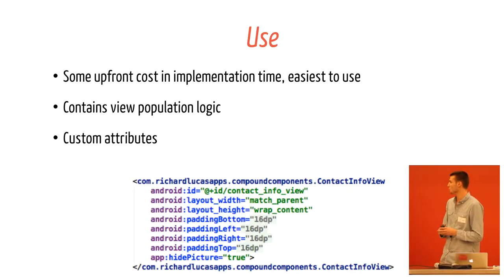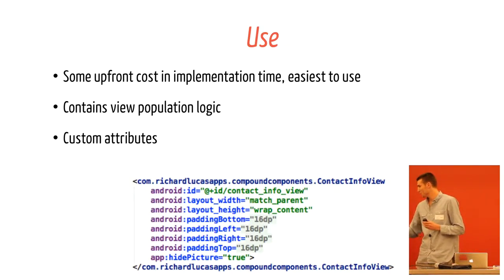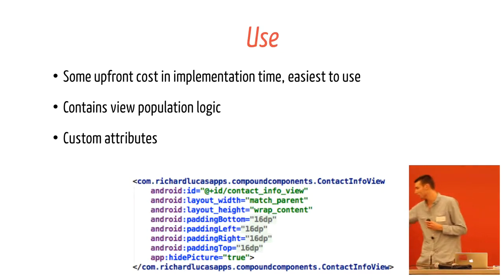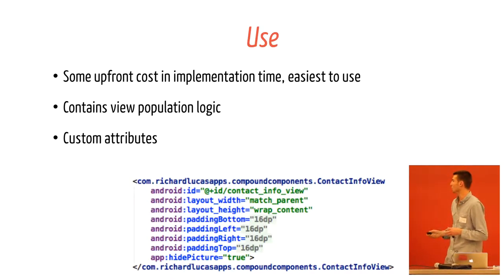And also, you can use something called custom attributes, which you can see down here. We have made our own called hide picture. So let's say we don't want to see LeBaron's face. We can go ahead and set hide picture to true. It's the typical default use case.